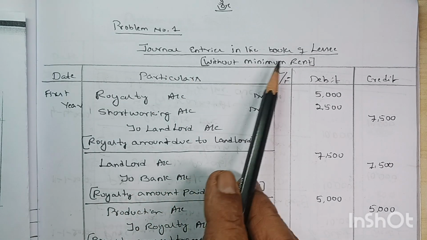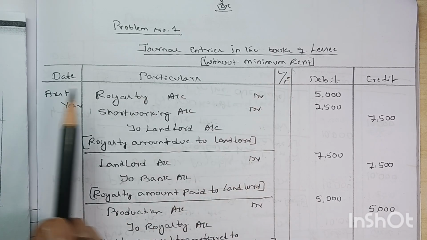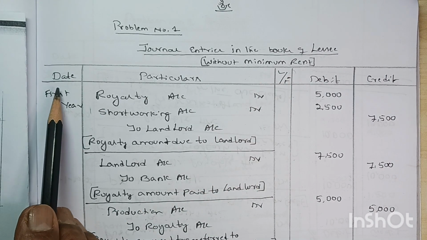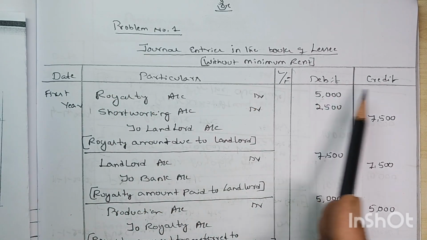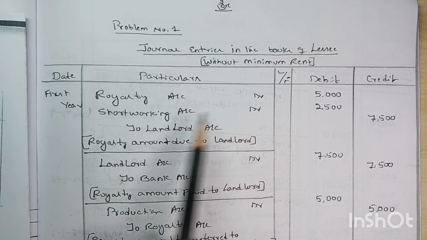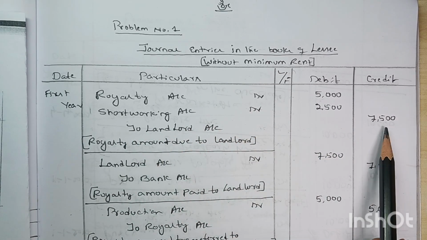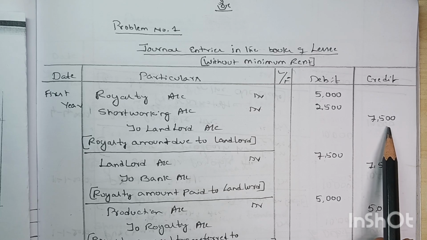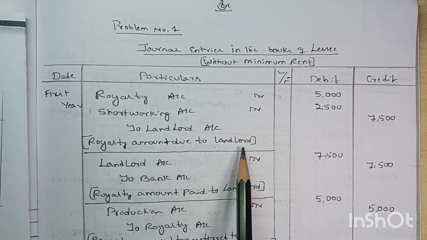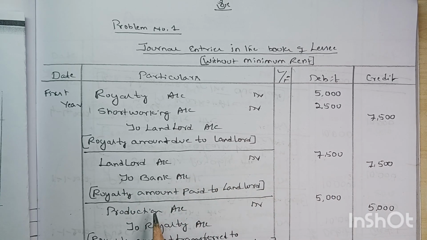Now, journal entries in the books of lessee without minimum rent. As usual, you should never forget date, particulars, ledger folio, debit, credit. First year: royalty account debtor, short working account debtor, that is 5,000 and 2,500, to landlord account 7,500. That is royalty amount due to landlord. Then landlord account debtor to bank account, the amount of 7,500 paid, royalty paid to the landlord.